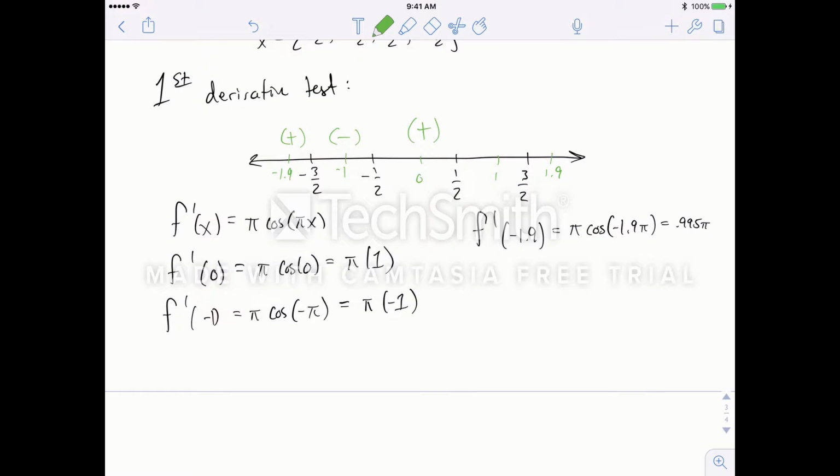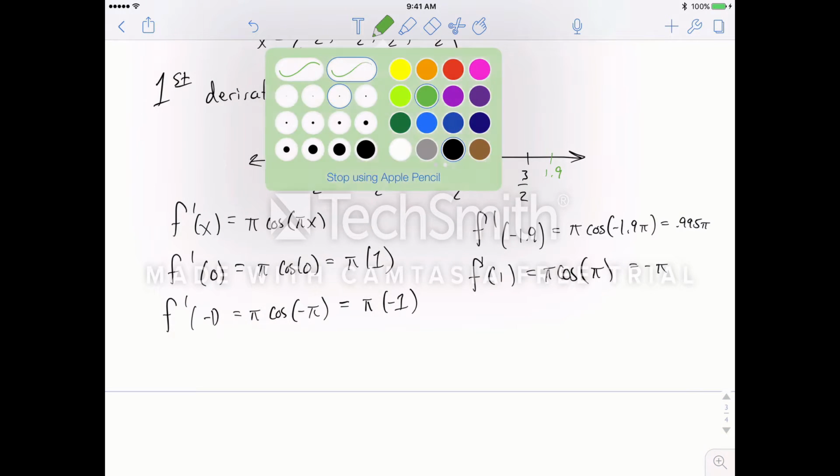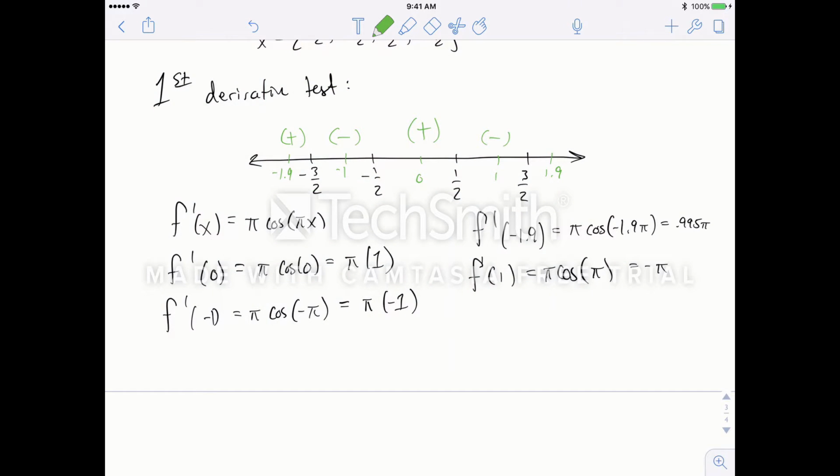Now let's go back over to f prime of 1, which is pi cosine of 1 times pi, and cosine of pi is negative 1, so this is negative pi. So we have negative values here.